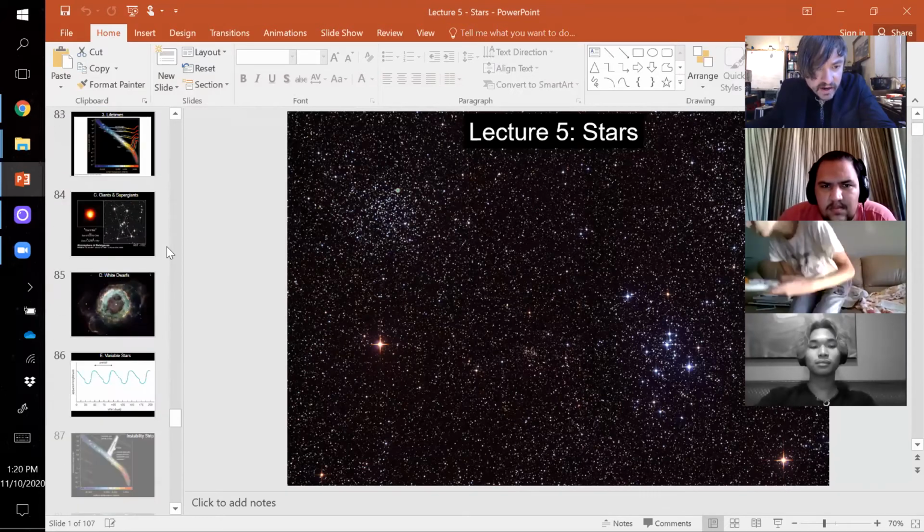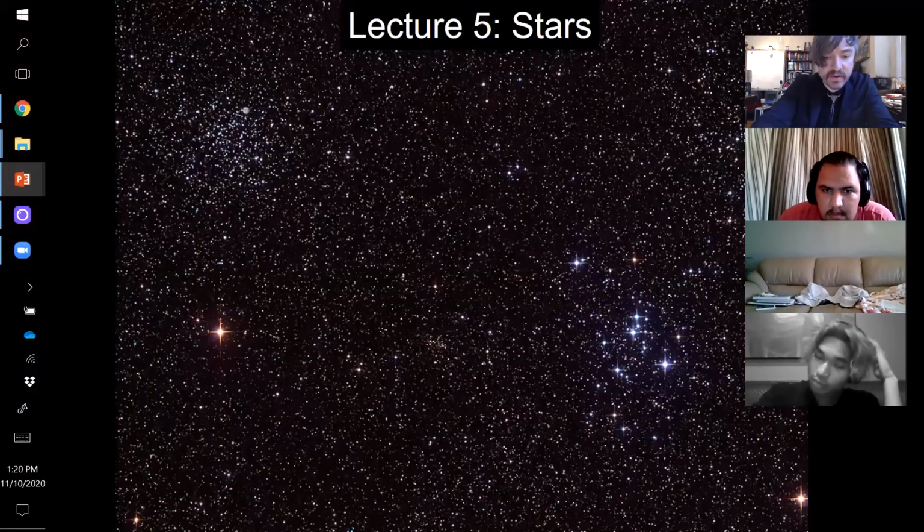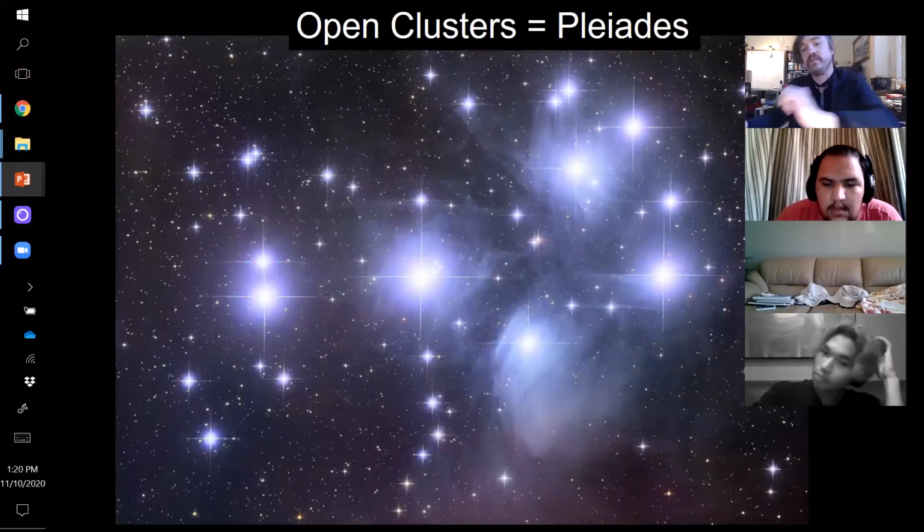Pleiades will be featured in our lab today. Oh, was it globular clusters? Globular clusters is one type. The other type is called open clusters.